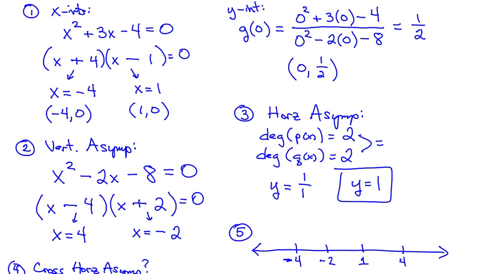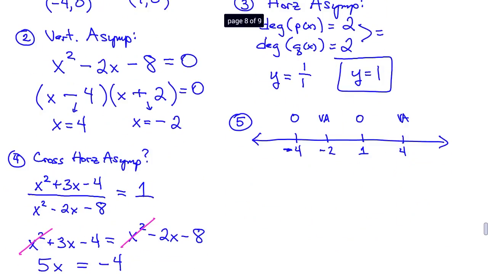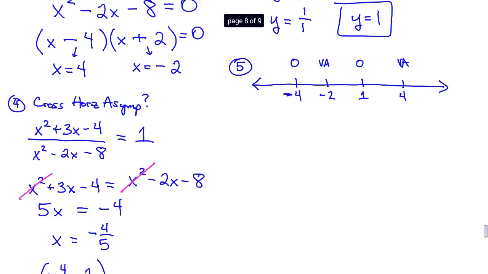So negative 4 was a 0. 1 is a 0. Negative 2 was a vertical asymptote, so I put a VA there. And 4 was also a vertical asymptote. We'll put another VA there as well. We know that the behavior of the rational function cannot change unless it passes through one of these x values. So let's test values inside each of these intervals.